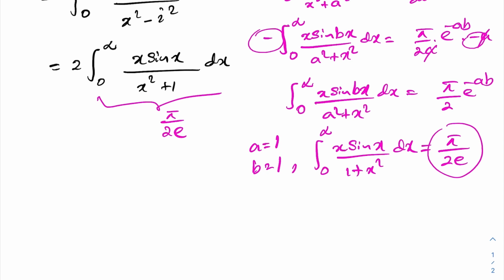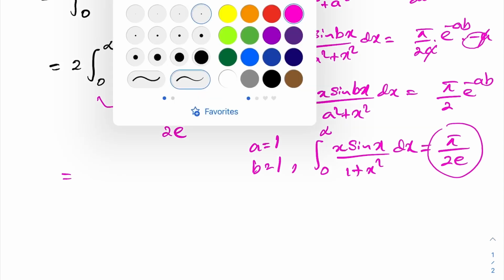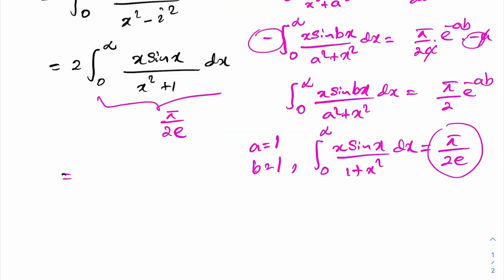So here now however we have 2 times pi over 2 times e, so 2 gets cancelled and we have pi over e. Okay, this is the answer for this interesting integral.